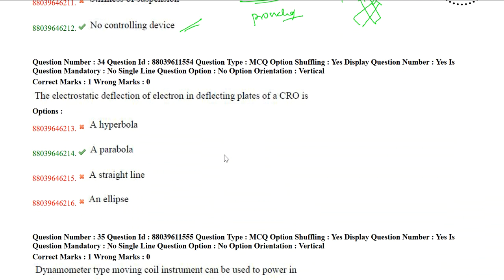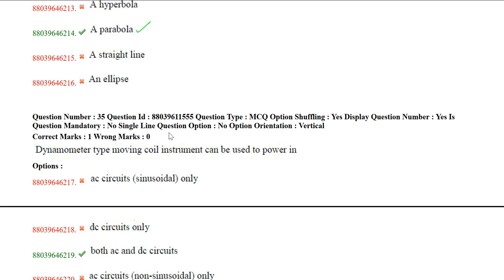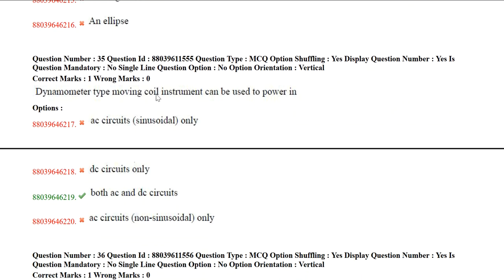Next one: the electrostatic deflection of an electron in the deflecting plates of a CRO is a parabola in shape. Next one: the dynamometer type moving coil instrument can be used to measure power in both AC and DC circuits. You can measure the power here.